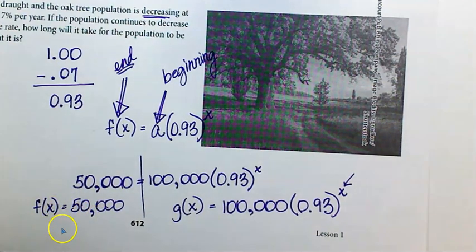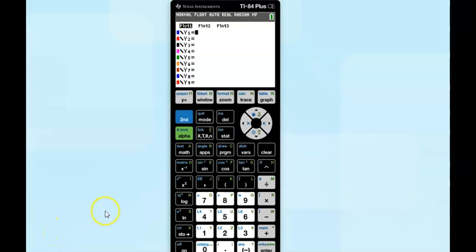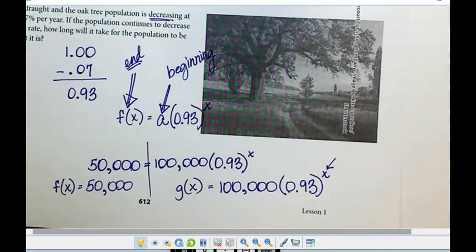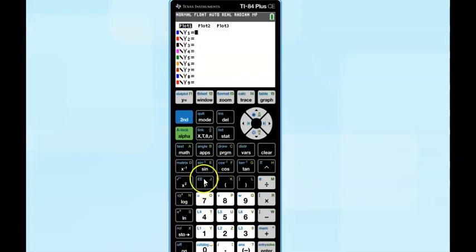All right, so let me get my stuff together, and you guys, in the meantime, grab your calculator, put these two equations into your calculator so that you can follow along with me. Okay, so here I am at my y equals. I'm sorry, I can toggle back and forth, but I can't show you both screens at once. So remember, my first equation is just that f of x is equal to 50,000. And my next equation is that g of x is equal to 100,000 times 0.93 raised to the x power.